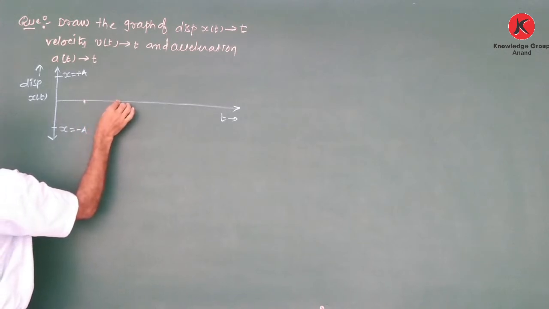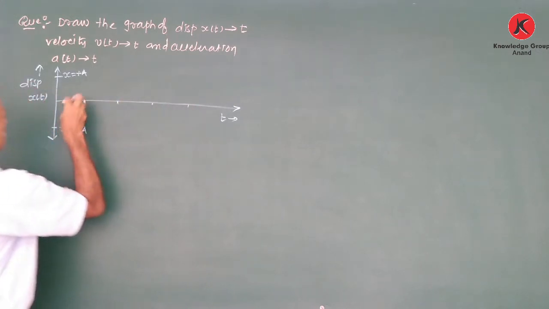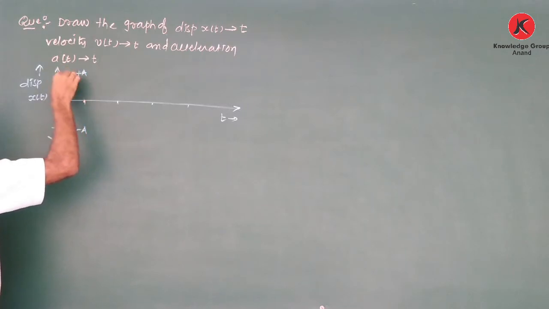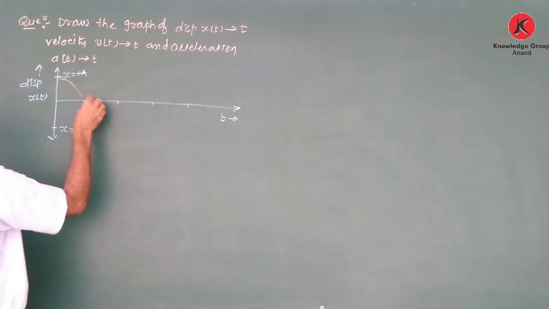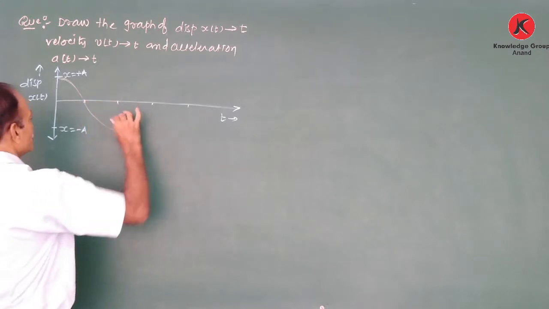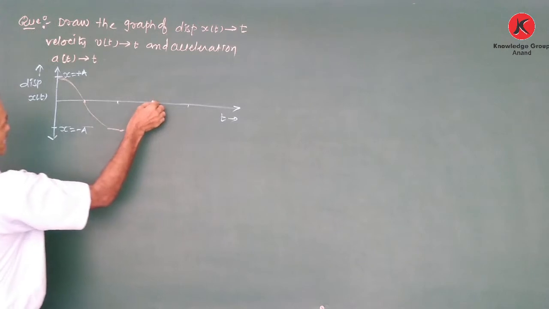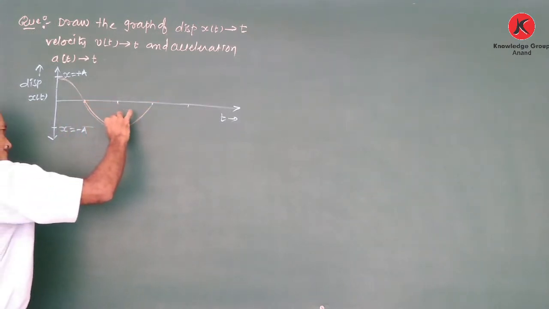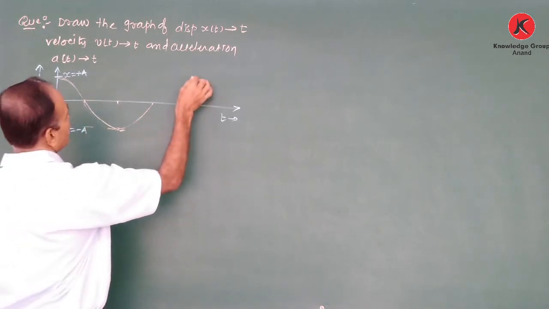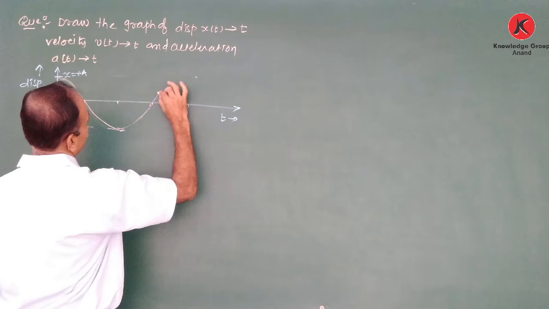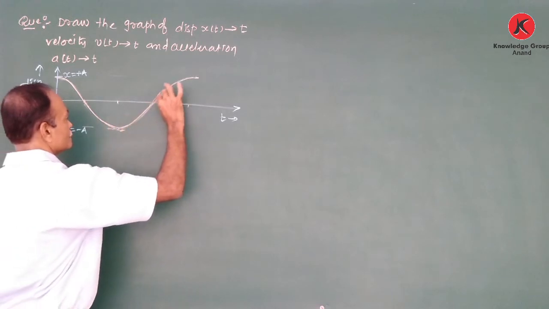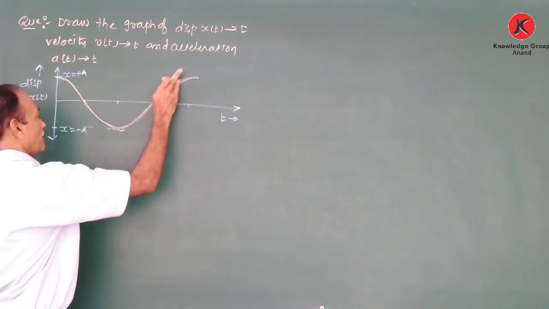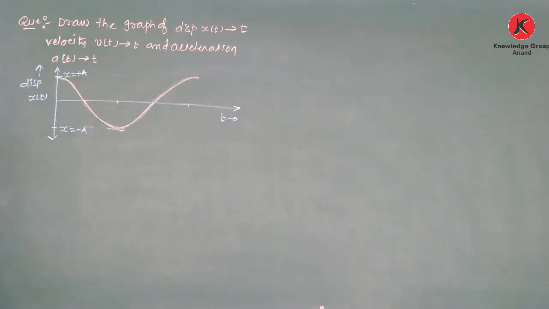Now this is time T by 4, next T by 4, next T by 4. Therefore, the motion starts in this manner. At T by 4 time, it reaches x is equal to 0. Again here the maximum. Again it becomes 0 at this point, and again becomes the maximum here. So this is the graph of displacement versus time for a simple harmonic oscillator performing simple harmonic motion.